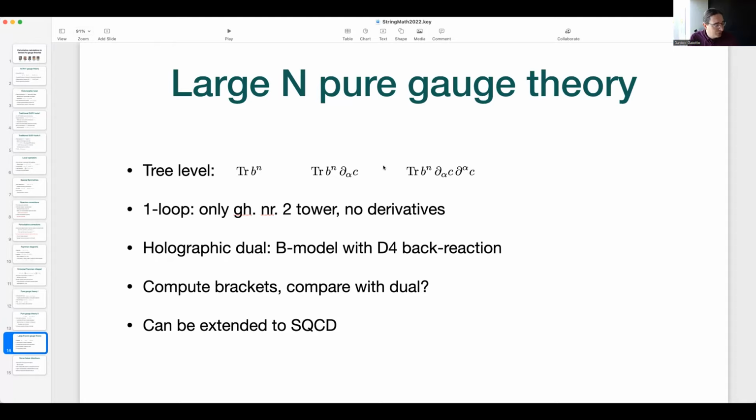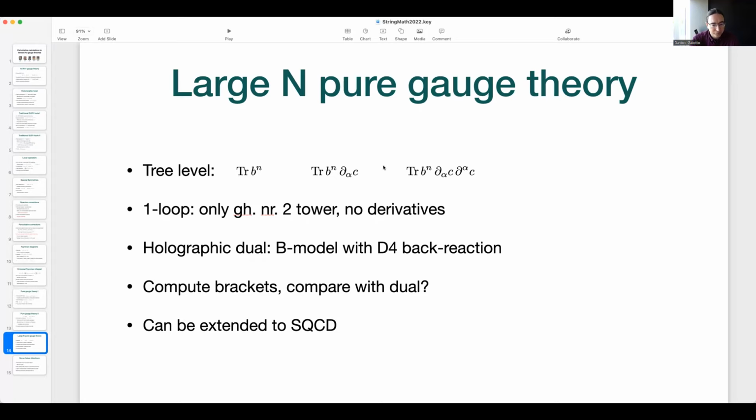A fun feature is that although writing down a holographic dual for the physical pure N=1 gauge theory is kind of tricky and not very manageable, the holomorphically twisted theory has a very transparent holographic dual involving the brane model in the presence of a certain back reaction. And we're trying to learn how to compute brackets, compute holomorphic factorization algebra on both sides of this duality and perhaps build it up into a full holomorphic example of twisted holography.